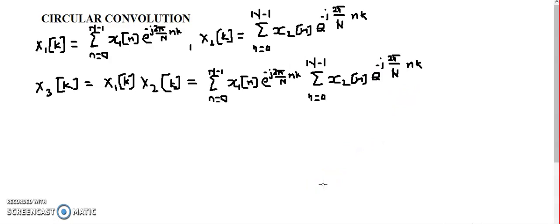Since we are using the same index, let us suppose we change the index to L, because these are dummy variables. N is a dummy variable, it can be changed to anything. So I am changing it to L to distinguish between N and L, where L is also an integer. Okay, like this.